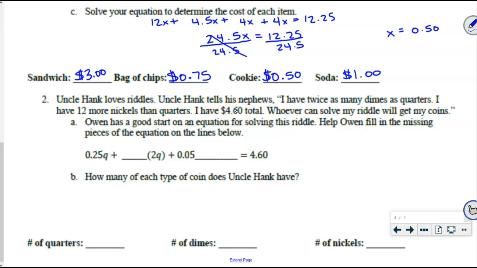I'm not Uncle Hank. I am Mrs. Proctor. I am not Uncle Hank. So I'm not giving you the $4.60, but I will give you a coin. Maybe a quarter. Probably will be more than a penny. All right? Okay. Give that a try.